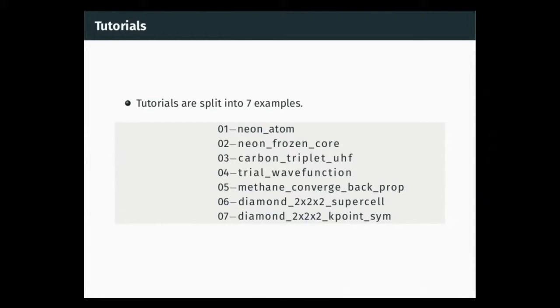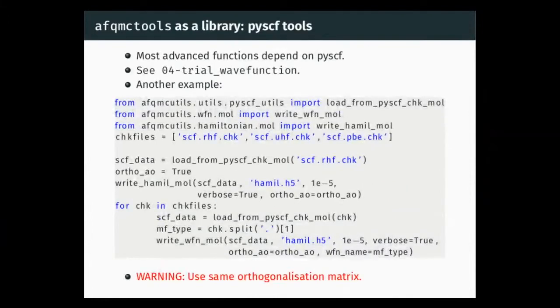And then finally, there are 2 solid-state examples. Diamond 2x2x2 in the regular supercell form, which just assumes no symmetry and reads the integrals as just a sparse Cholesky 3-index quantity. And finally, an example using the k-point symmetric integrals. You have to run 6 before you can run 7. This is a note. Okay, so that's using the script, which is exclusively for PySCF.